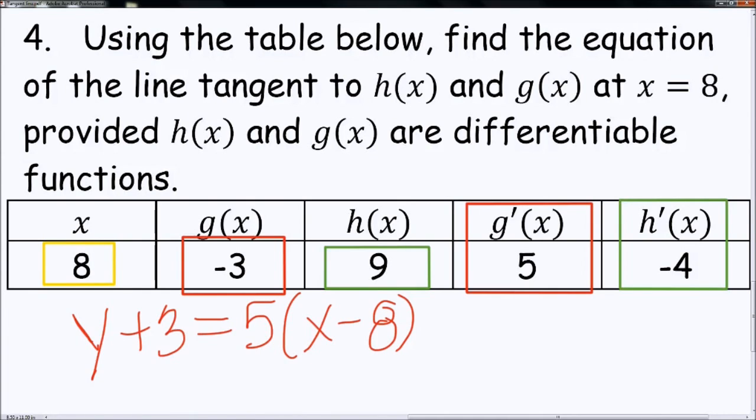My h of x tangent line equation is y minus 9 is equal to -4 times x minus 8. And so these are, I showed you several different ways of finding a tangent line. Please memorize the point slope formula. It will help you out tremendously.